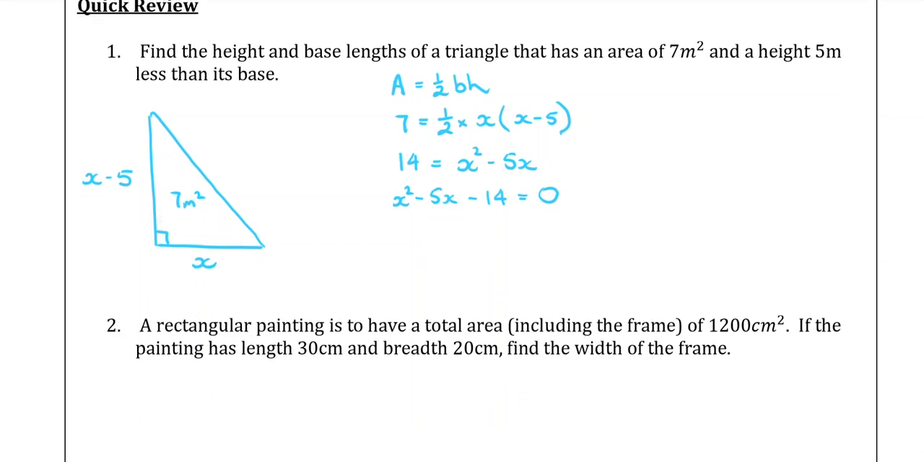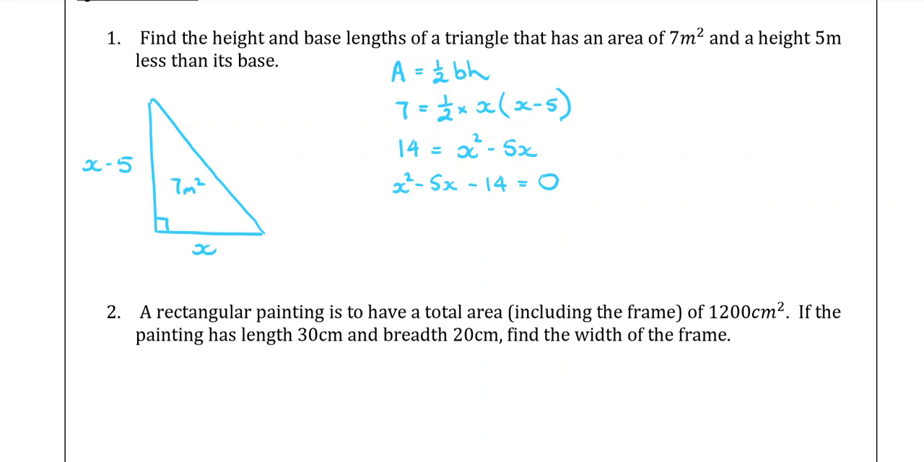Now I can factorize that quadratic and use null factor. So I'm looking for two numbers that multiply to give negative 14 and add to give negative 5. The numbers would be negative 7 and a positive 2. Using null factor from the first bracket, I get x is equal to 7. From the second bracket, I get x is equal to negative 2.